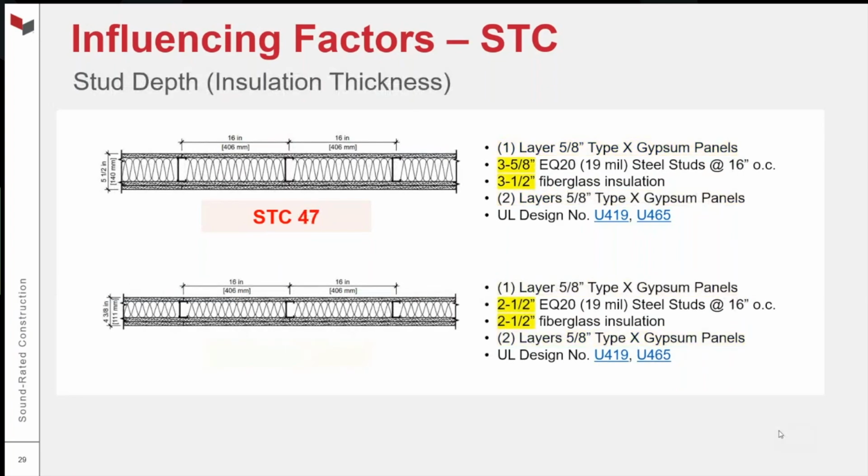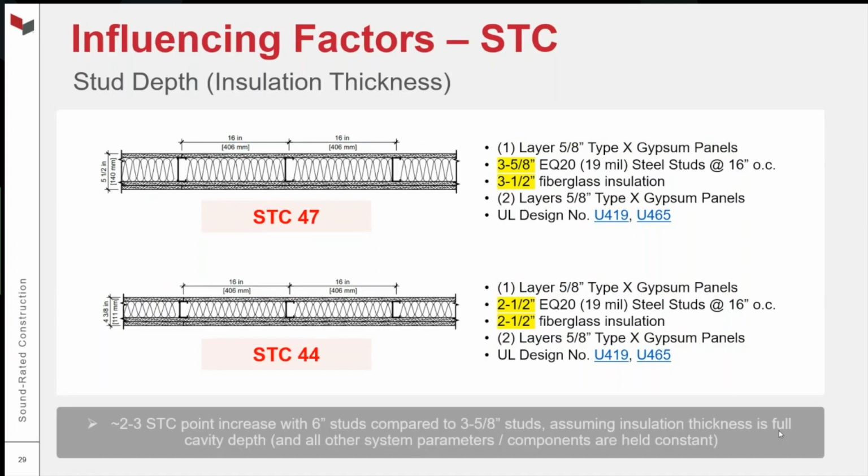Lastly, I want to talk about stud depth, and part of this is insulation thickness. Generally speaking, as your cavity depth increases, you are going to see an increase in STC as long as your insulation is growing to fill the cavity. So here's an example of, we have an STC 47 wall on top that's 3 and 5/8 inch studs. Compared to the same wall type, we're just changing those studs to 2.5 inch, and we lose a few STC points. I don't show a 6 inch stud wall here, but if we're going from a 3 and 5/8 inch wall to a 6 inch stud wall, you're going to gain about 2 to 3 STC points, provided that the insulation grows to fill the cavity.